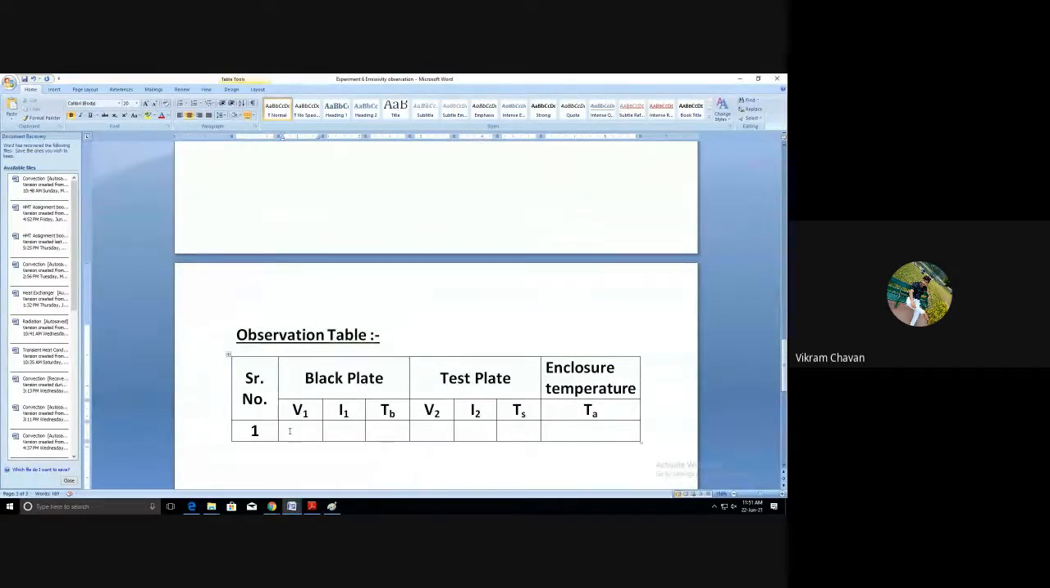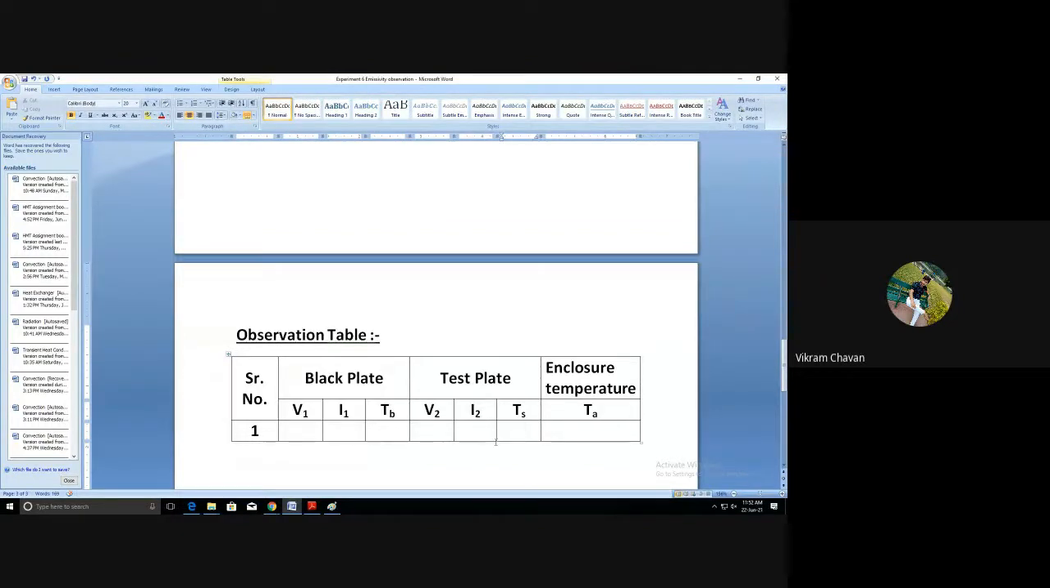So for the black plate, we are going to consider the input voltage, then the input current. These two readings we will take, and the surface temperature of the black plate. Okay, those three readings we will take for the black plate, and three readings in a similar fashion: the input voltage for the heater of the test plate, that is nothing but V2, and the input current for the heater of the test plate, that is nothing but I2, which will be required to calculate the heat input for the test plate. And the third reading is the test plate temperature, which will be symbolically represented as T suffix S.